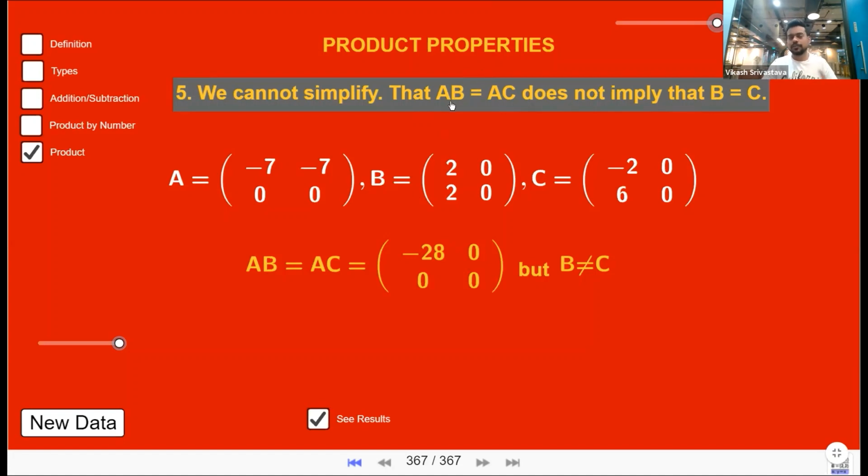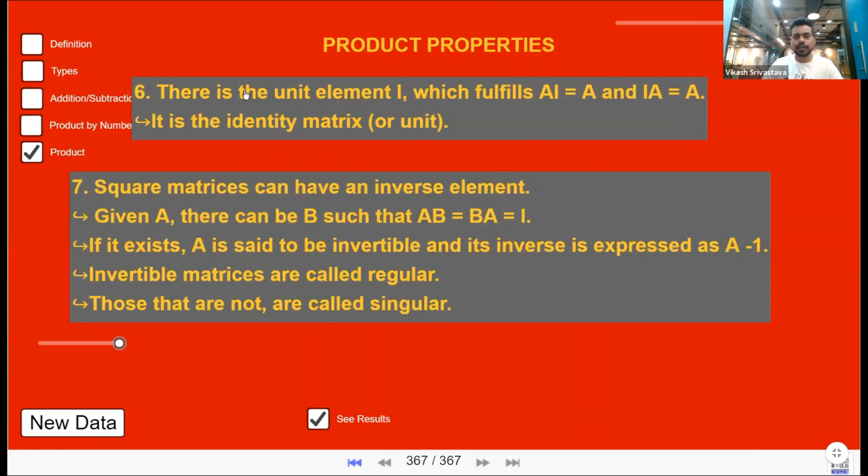So whenever you have this particular scenario in which AB is equal to AC, that does not imply that B is equal to C. Okay, so this is the fifth property. And the last property is, in fact, not the last, it's the penultimate property. There is the unit element I which fulfills AI is equal to A. So if you multiply any matrix with the identity matrix, whether the identity matrix is on the left hand side or on the right hand side, it essentially leaves the matrix unchanged.